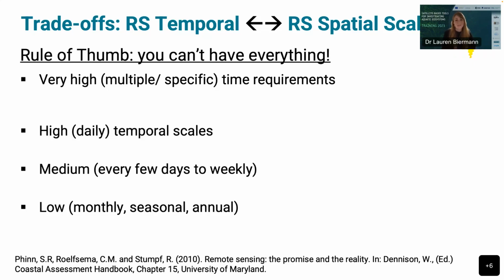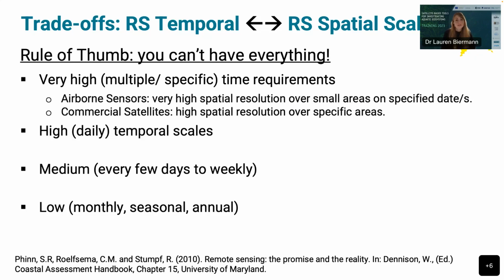If you need data collected multiple times in a day or at very specific times, the sensors that are going to be available to you for the job are going to be sensors aboard drones or airplanes. They collect very high spatial resolution over small areas, and they do so on the day that you specify. You can fly that drone yourself and collect the data yourself on the day that you need to do it. Or commercial satellites, which collect very high spatial resolution data over specific areas, and you have some control over at what period of time that data are collected.